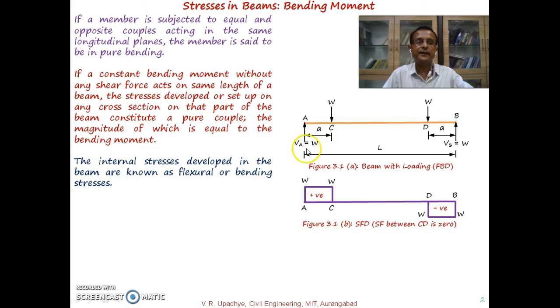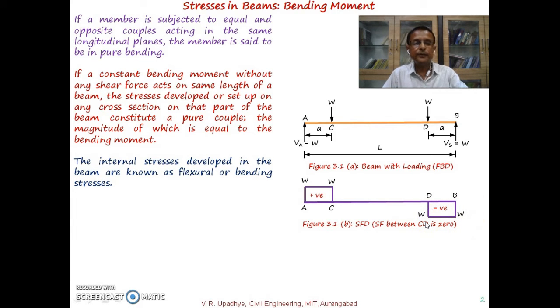In between C and D, if you consider a section anywhere and take the left part, you have two forces: W, the reaction at A, which is upward, and the external point load W at C. If you take the sum, these two forces are opposite to each other, so the shear force is 0. On the right part, again the shear force is 0 between C and D. The shear force diagram is as shown in figure 3.1b: at A the shear force is W, at C it is W, between C and D it is 0, and between D and B it is again W.